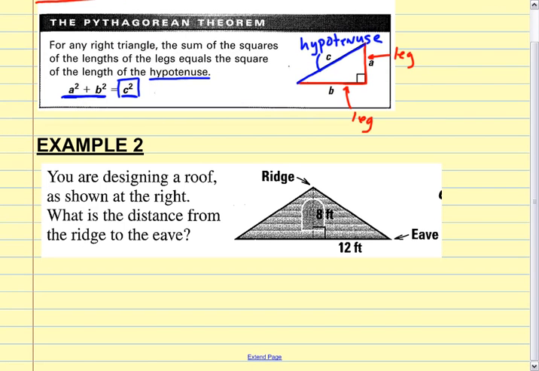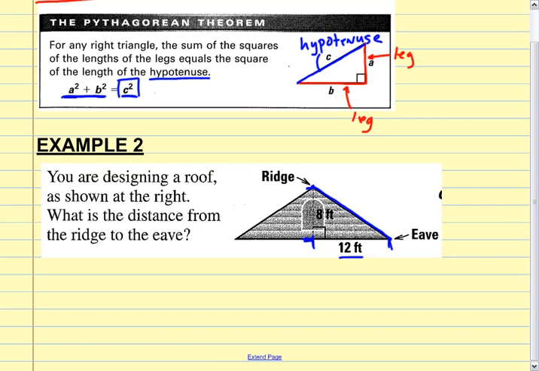All right. Now, this says you are designing a roof as shown at the right. Okay, there it is. There's the roof. What is the distance from the ridge, that's the part along the top of the roof, to the eave down here? They want to know, what is this distance? Now, I know from the way the number is written, they didn't write it in the middle, did they? They wrote it over here, between here and here. So that side is 12.